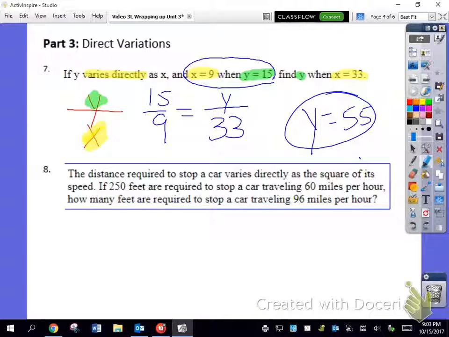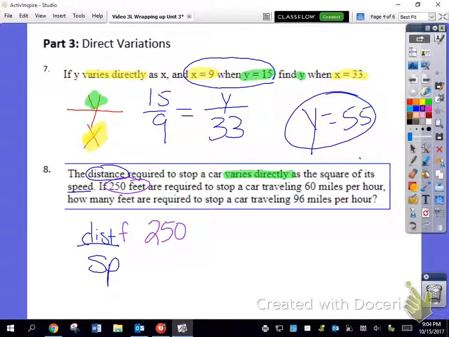On number 8, the distance required to stop a car varies directly. Anytime it varies directly, you're going to set up the ratio proportion. Distance is going to go on the top. It varies directly to the square of its speed. So we are going to set up a ratio proportion. 250 feet, that is my distance. Okay, so distance, 250. And then 60 miles per hour, and then 96.